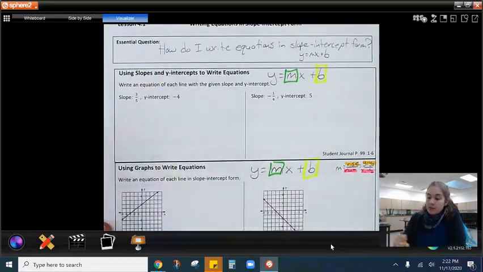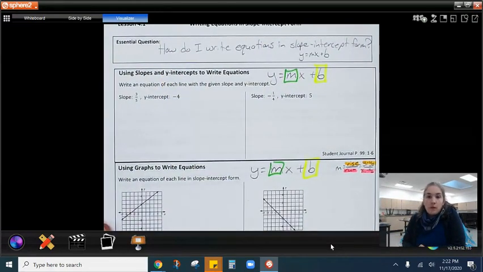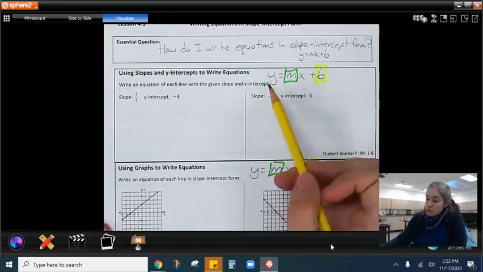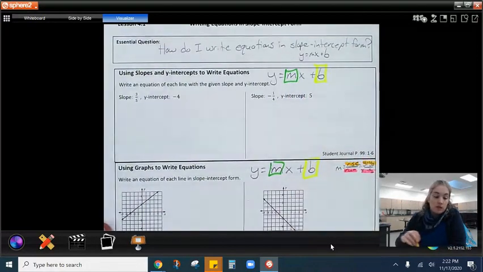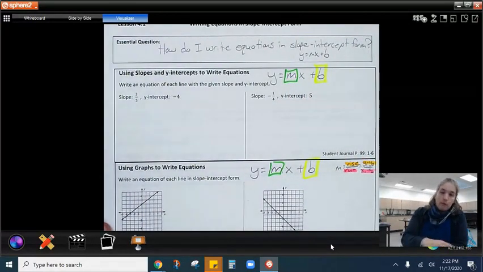So our essential question is, how do I write equations in slope-intercept form, which is y equals mx plus b? So I just want to remind you, we know what it is, and I've color-coded mine, so my slope is green and my y-intercept is yellow. Yellow y. I like to do that for my brain.